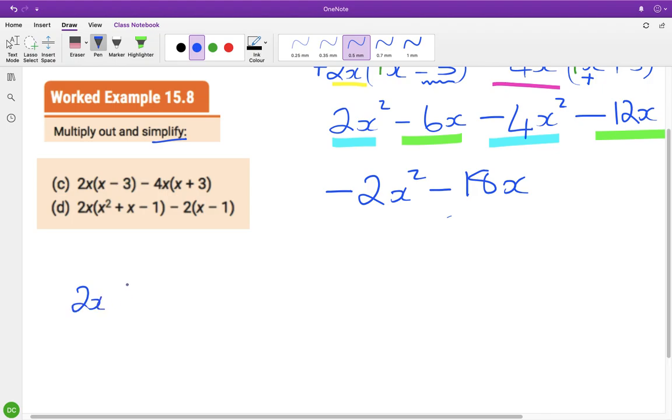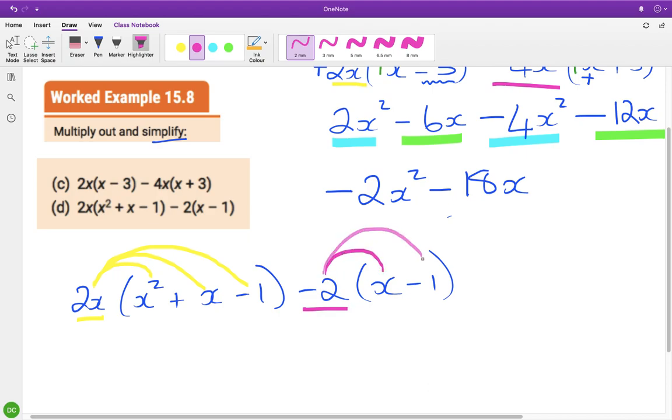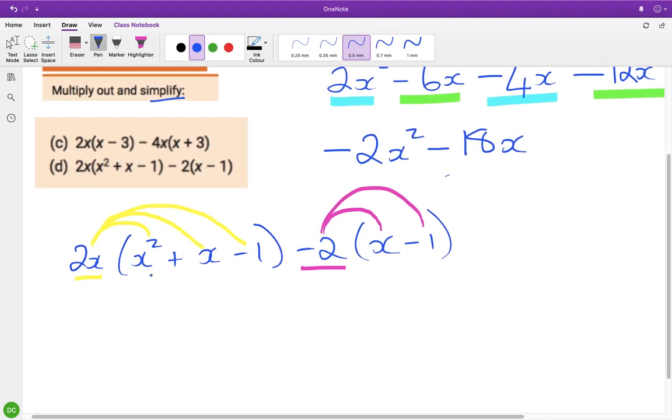So we have 2x, we have x squared plus x minus 1, minus 2 bracket x minus 1. So let's identify our multiplications. This 2x will be distributed across the bracket that it's in front of, so it's going to have to go once, twice, 3 multiplications there to distribute that. Then we stop with the bracket and we start a new one, so minus 2 will have to be distributed once, twice. So let's go back to the start.